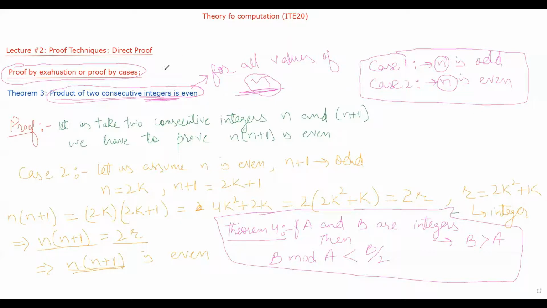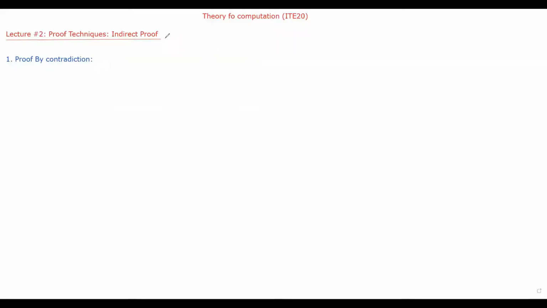Okay, now let's discuss the indirect proof techniques. What are the different indirect proof techniques? In indirect proof, instead of directly proving whether a particular statement is true or not, we prove it indirectly. So what are the different techniques used in indirect proof? The first technique is the proof by contradiction.